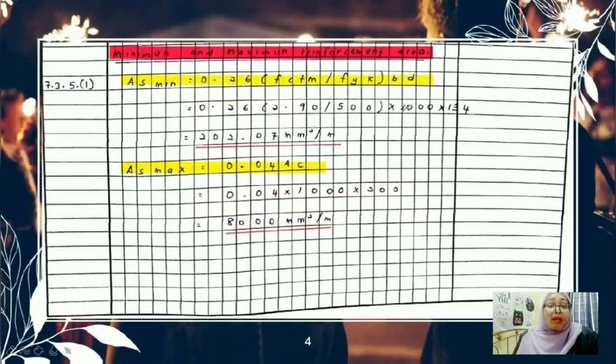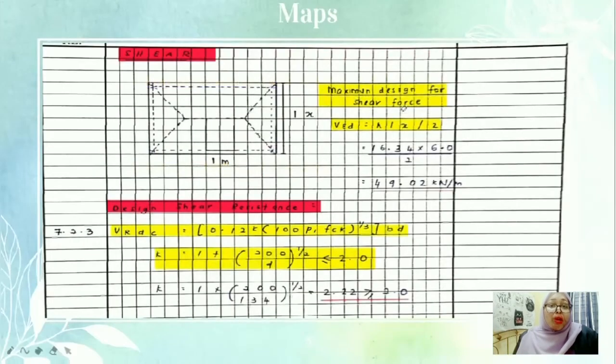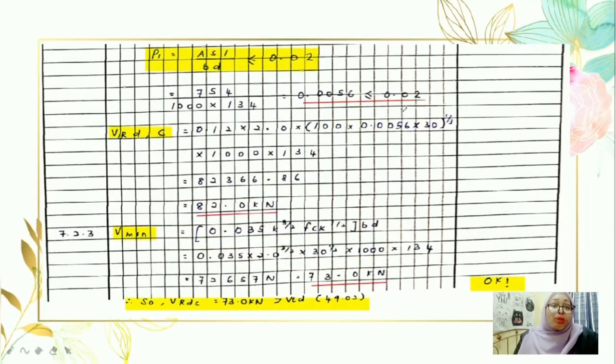Okay, next, for the minimum and maximum area, we got 202.07 mm square per meter for As min, and As max is 8000 mm square per meter. The next step is to find the shear in this slab. We got 49.02 kN per meter for the maximum design shear force. For K, we got 2.22, which is more than 2.0. Then for rho 1, the answer is 0.0056, which is less than 0.02. Meanwhile, for VRd,c we got 82 kN and V min is 73 kN. So we can conclude that VRd,c is greater than VEd.